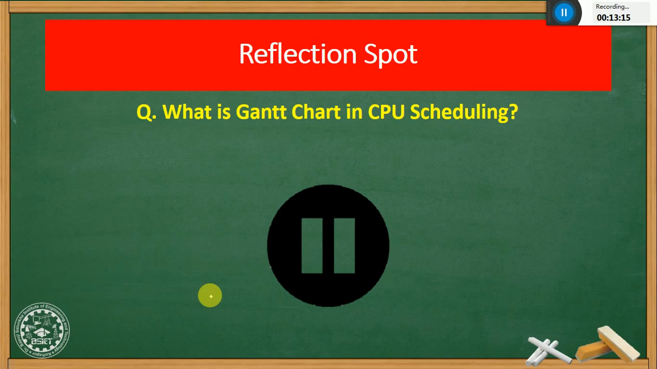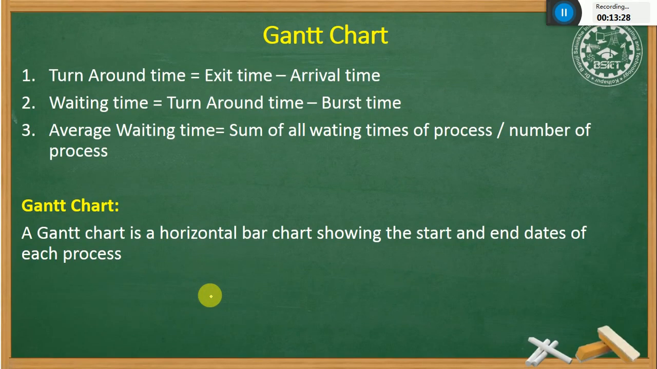Okay, listen to the question carefully. What is a Gantt chart in CPU scheduling? Stop this video, write down your answer, take your time. Okay, if you have completed writing your answer, a Gantt chart is a graphical representation of CPU utilization using horizontal bars. Using the Gantt chart we can easily find out the average waiting time.